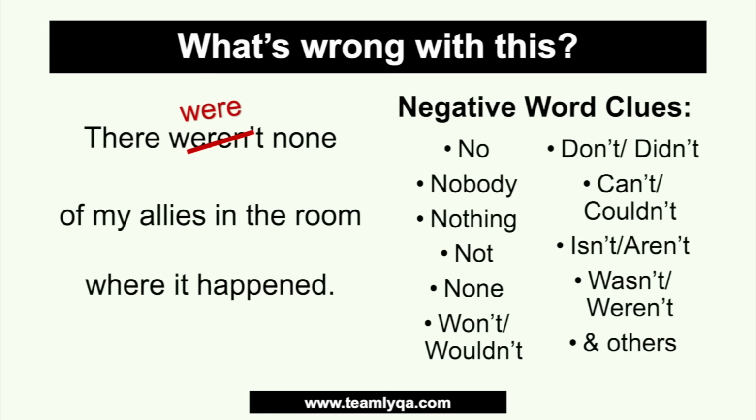You can turn this into where instead. So there were none of my allies in the room where it happened. Now you can also say there weren't any of my allies in the room where it happened. You have two options actually. So again, you can either say there were none or there weren't any of my allies in the room where it happened. One of the negatives should go. It's either you change weren't or you change none. Okay? So study yung negative word clues and make sure that you spot them pagdating sa exam.